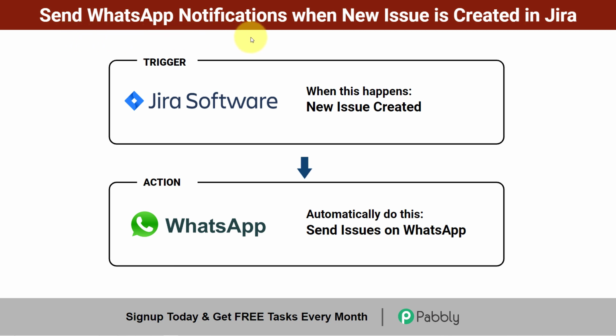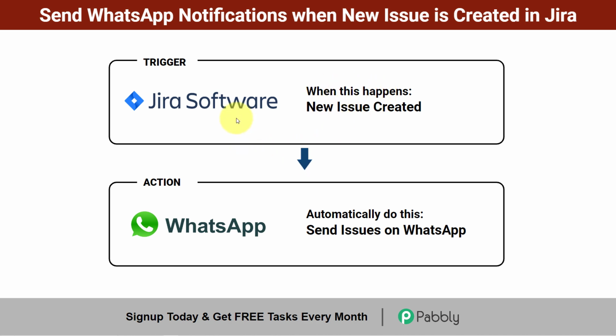How to send WhatsApp notifications when a new issue is created in Jira automatically. Here, whenever a new issue is created in Jira software, we are going to automatically send those issues on WhatsApp to your team member or to the manager, informing them about that new issue creation.